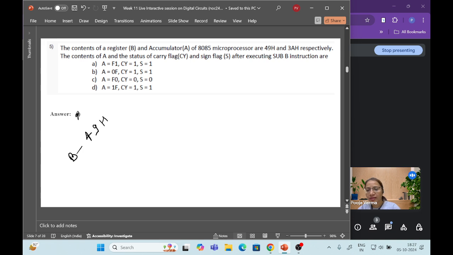That means it is in hexadecimal. If we convert it into decimal, what will be the value? Can you tell me? Please try to convert it and answer in the chat box. Now, what will be the value of the accumulator? That is 3A, right? It is also in hexadecimal. Can you convert it into decimal?